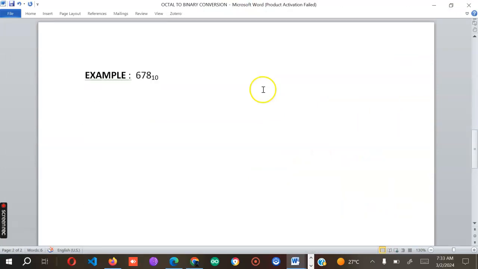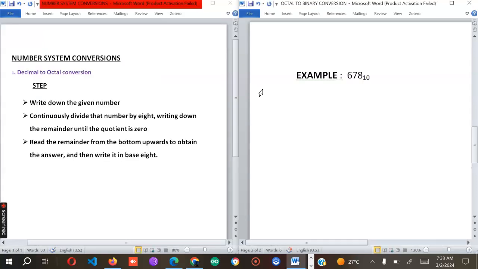Our next example, we have 678. I will give you maybe 2 minutes to go through the example. You can attempt following the instructions that we have highlighted. Let me try to create two screens so that you can practice using the steps that I have highlighted on this other screen.